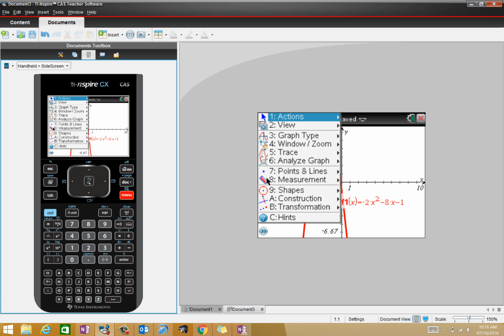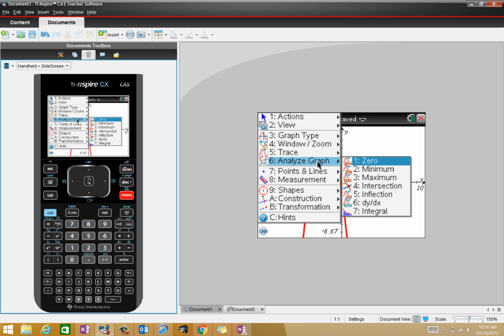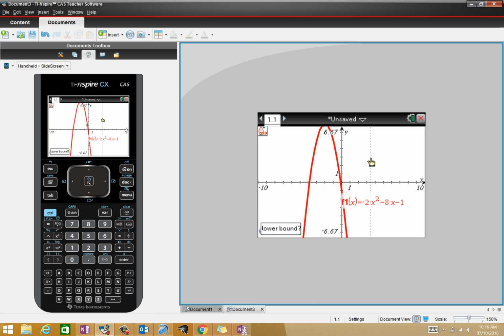We want to find the x-intercepts. Now, when we sketch this, we go analyse graph and we go zero. We pick a point to the left. We pick a point to the right. We've got negative 3.87. What do you think you can analyse graph there for? Zero.